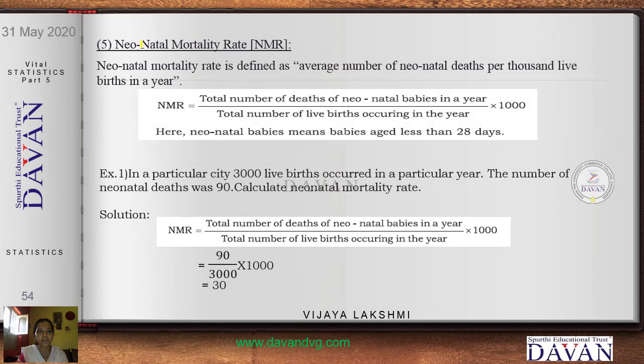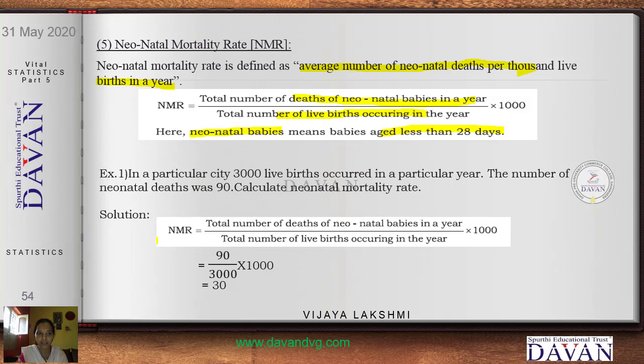The next type is NMR, neonatal mortality rate, which is defined as the average number of neonatal deaths per 1000 live births in a year. So if you have a group of 1000 live births happening, on an average, how many neonatal deaths have happened? Now, what are neonatal babies? Neonatal babies are those babies who are aged less than 28 days. So it's given with the formula: total number of deaths of neonatal babies in a year divided by the total number of live births occurring in the same year, into 1000.